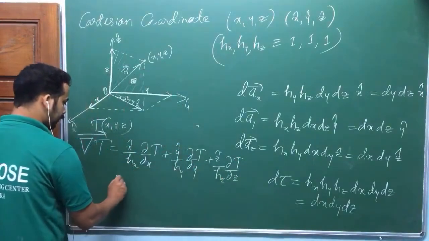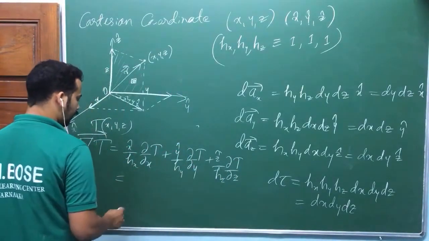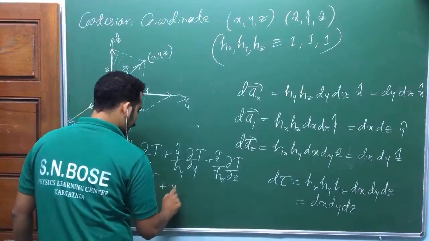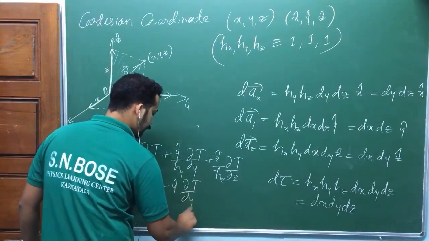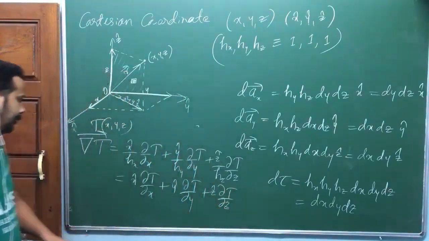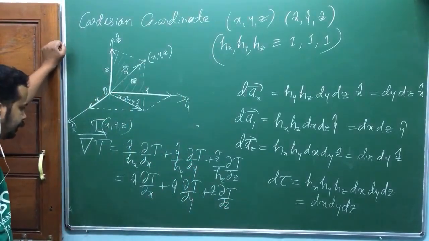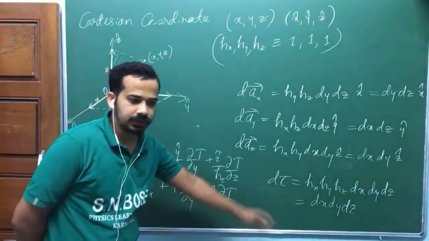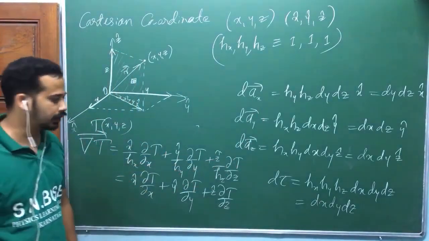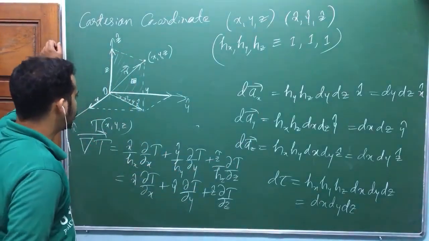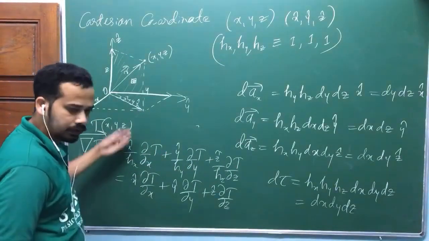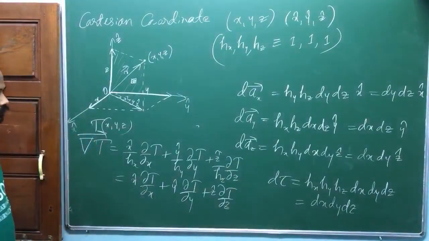Since hx, hy, hz are 1, you can write x cap into dou t by dou x, plus y cap into dou t by dou y, plus z cap into dou t by dou z. This is how you have written. Like the divergence and curl, since h1, h2, h3 are 1, I hope you can write that one. Whatever we have discussed earlier is with respect to Cartesian coordinates. Now we shall take the transformation to the other two coordinate systems. You can write the other part, isn't it?